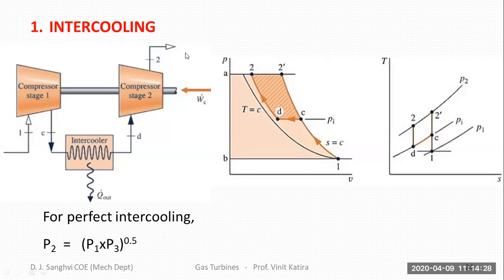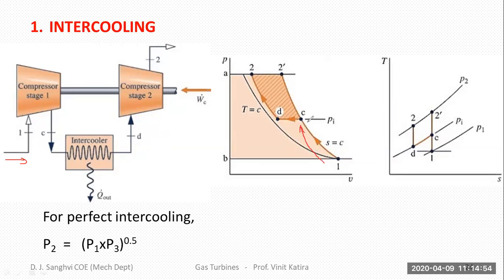Here we can see that your air enters the first stage of compression from here. Okay, and it enters the compressor. It is getting compressed. If you are just considering the ideal case over here, it is getting compressed isentropically.